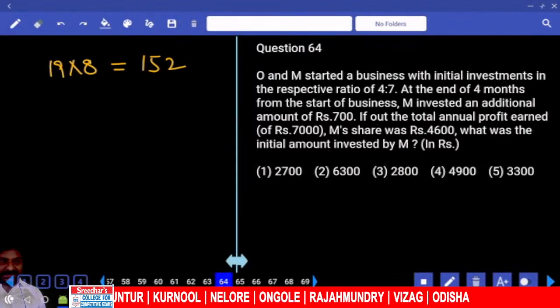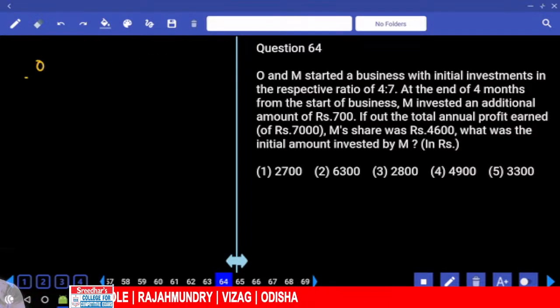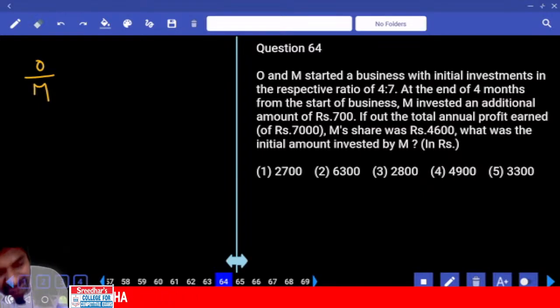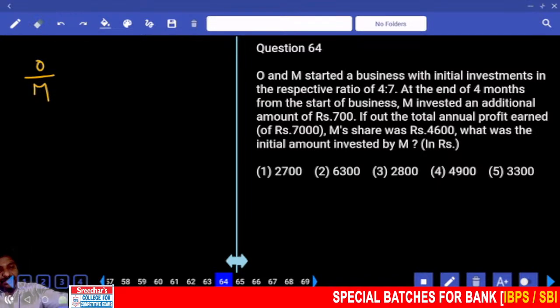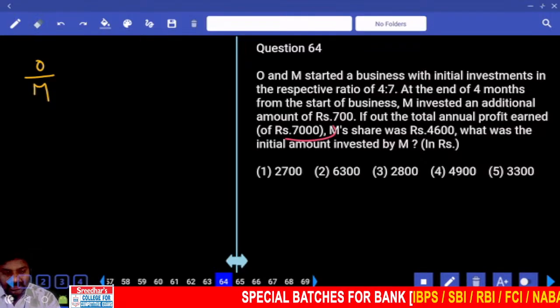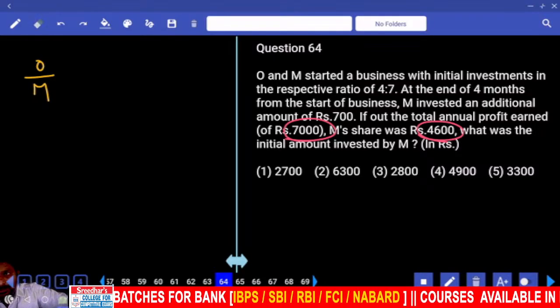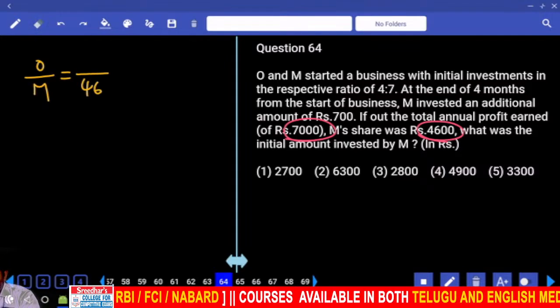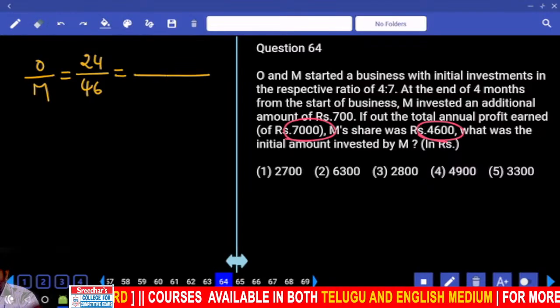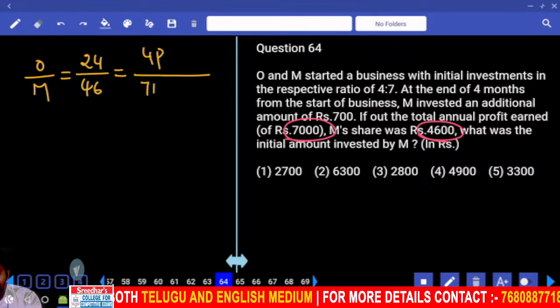O and M started a business with initial investments in the ratio 4:7. At the end of 4 months from the start of the business, M invested an additional amount of 700. Out of total annual profit earned 7,000, M's share was 4,600. 2 zeros are common. Out of 70, 46 goes to M, then remaining 24 goes to O. O invested 4 parts. M invested 7 parts.